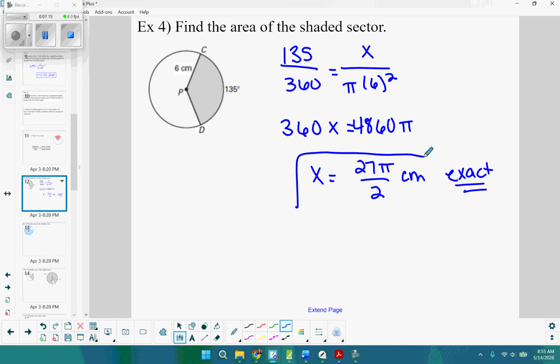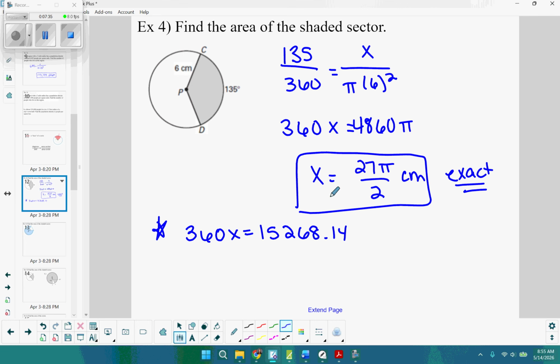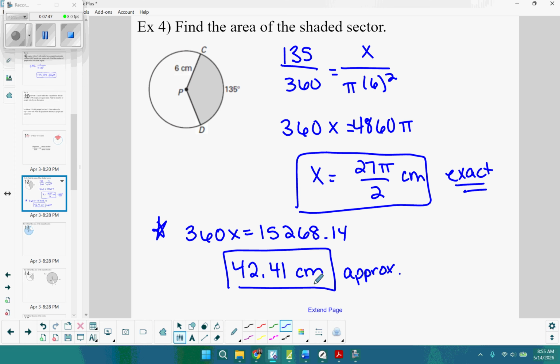So we will have to know how to do that for our final. But beyond that, if you were just giving an approximate answer, we could have done 4860 times pi. So I'm going to do the rest of the work down here. So that would have been 360x equals 15268.14. Dividing by 360 gave me 42.41. So this would be an approximate answer. I'm fine normally with approximate answers, but again, the final will require you to give it as exact.